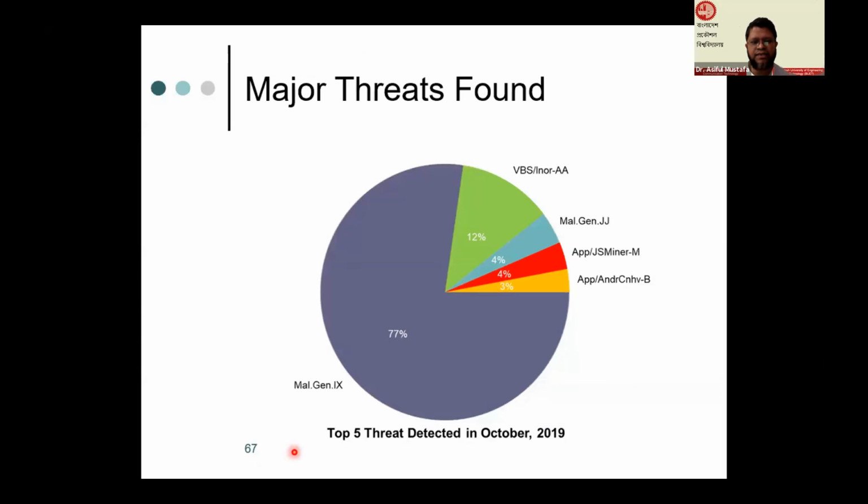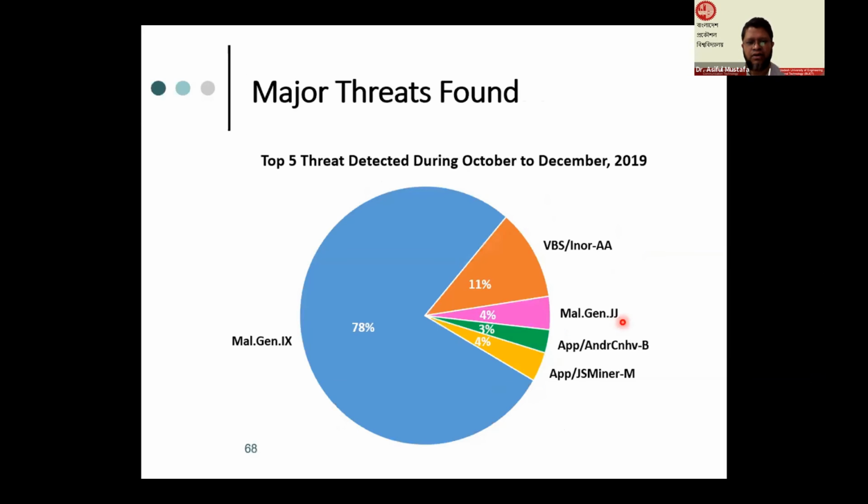So if you look at the type of attack, you see Malgen IX is the most common. This is a malware, and we see 77% in these scenarios, and we have 12% of VVS. This is a virus, and we saw some others as well. So this is for October to December, a three month period.